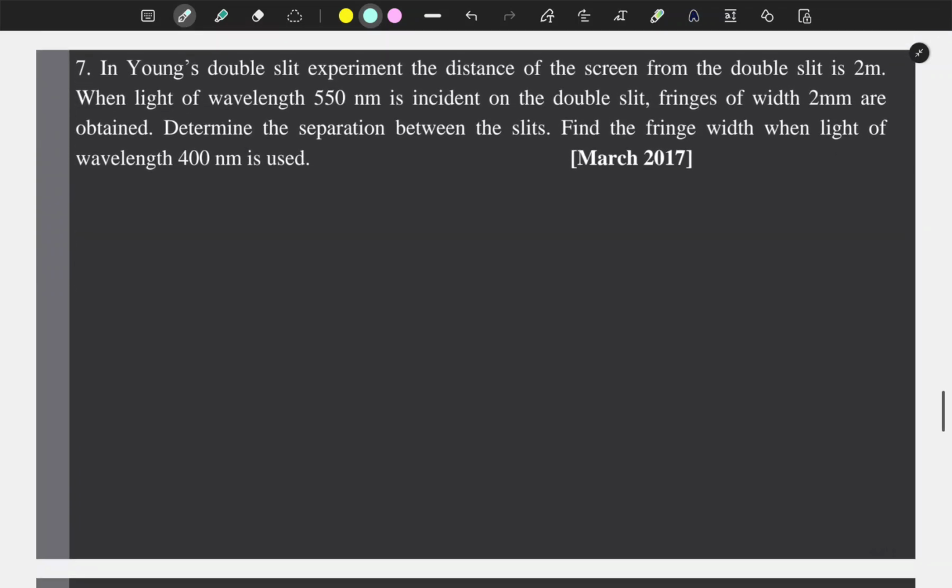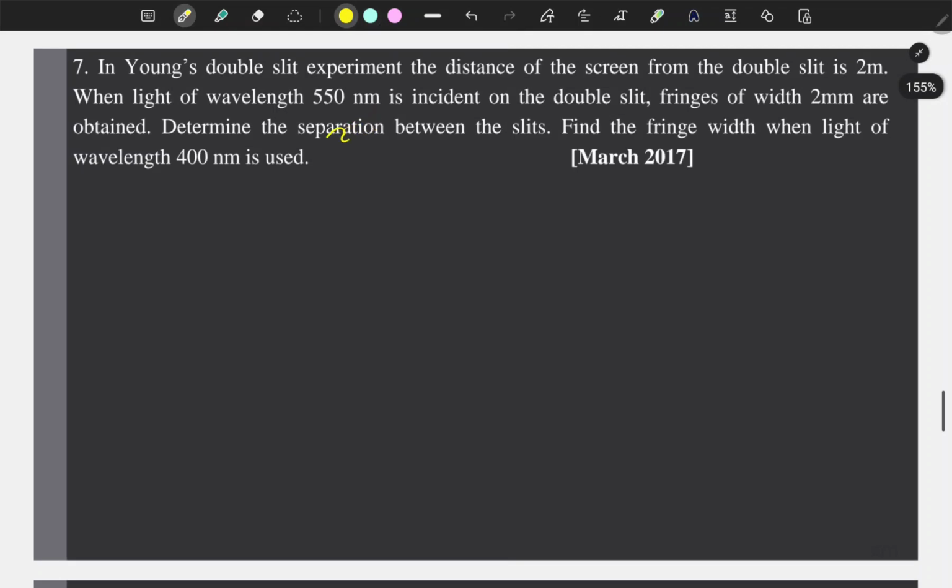Here we have, in Young's double slit experiment, the distance of the screen from the double slit is 2 meter. When a light of wavelength 550 nanometer is incident on the double slit, fringes of width 2 millimeter are obtained. Determine the separation between the slits, means we need to find out small d value. Find the fringe width when the light of wavelength 400 nanometer is used.